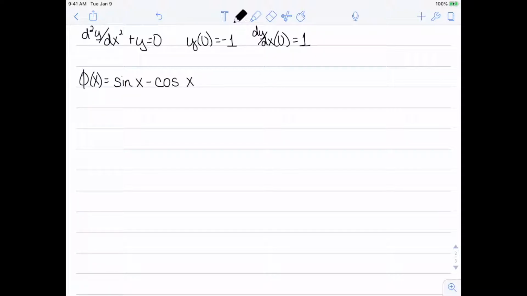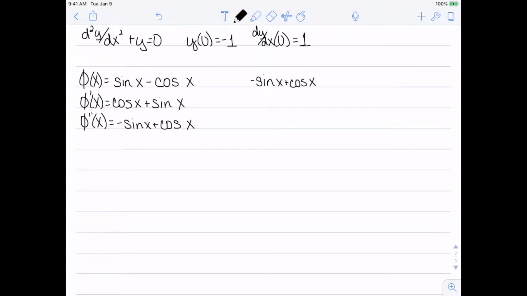Since my differential equation has a second derivative, let's start by taking derivatives. We know the derivative of sine x is cosine x, and the derivative of cosine is negative sine. Then when we take our second derivative, we have negative sine x plus cosine x. So let's start by sticking this into our differential equation. We start with the second derivative. We then have plus y, so plus sine x minus cosine x. And that should be equal to 0. And we can see that is satisfied since both my sines and cosines will cancel.